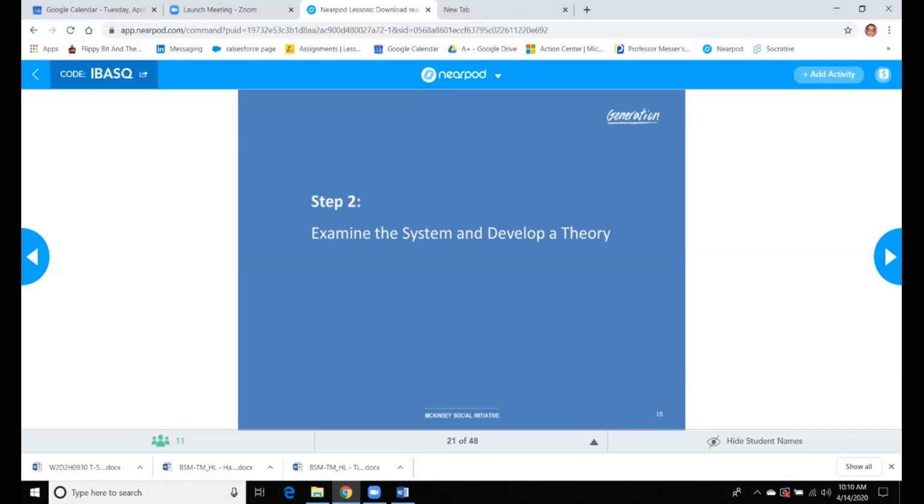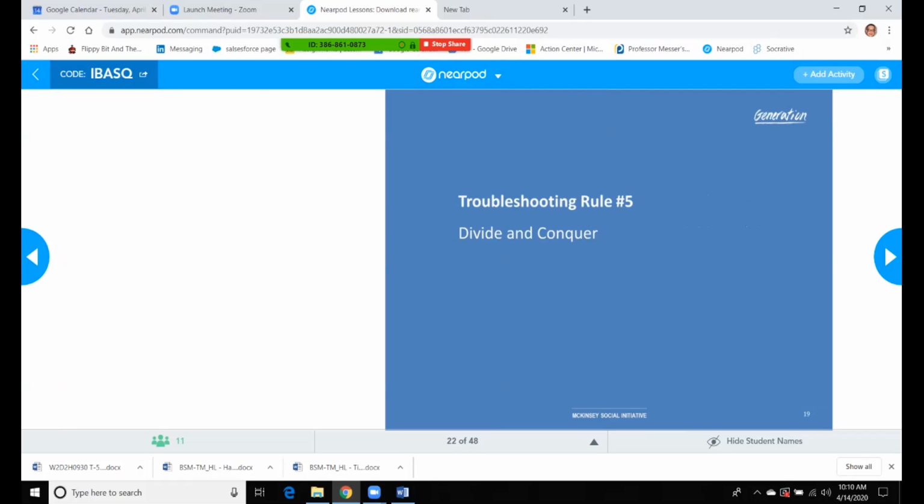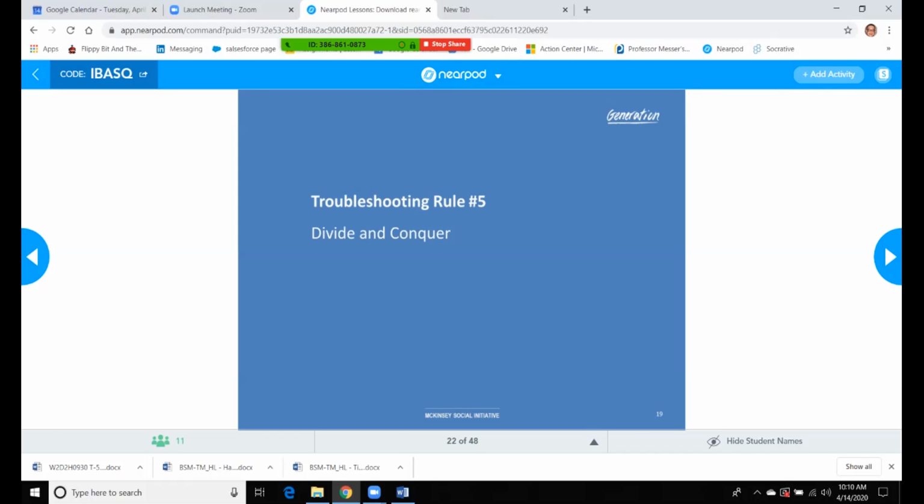So you'll see these written on your handout, most likely. You should be able to see the important troubleshooting rules. Rule number 5. Anybody want to give me a definition of divide and conquer? Try to define exactly. So I just basically developed a theory, right? I examined the system and I developed my theory. What do we believe at this point divide and conquer means for us?